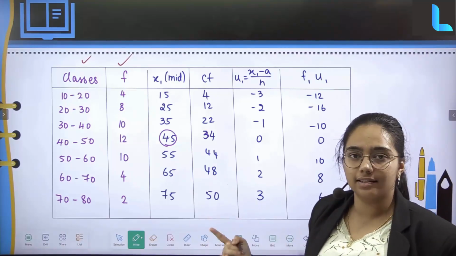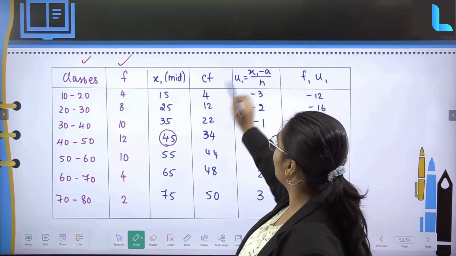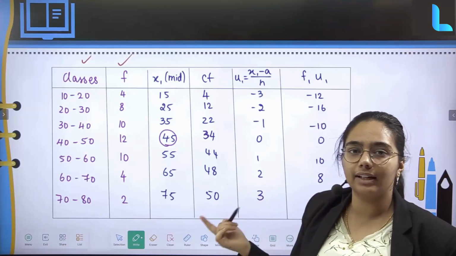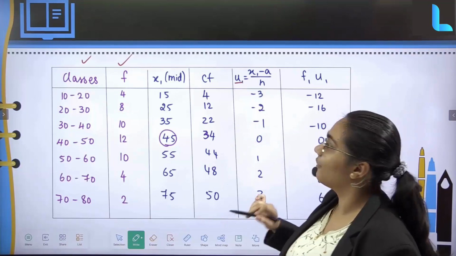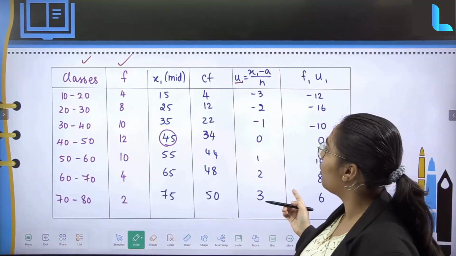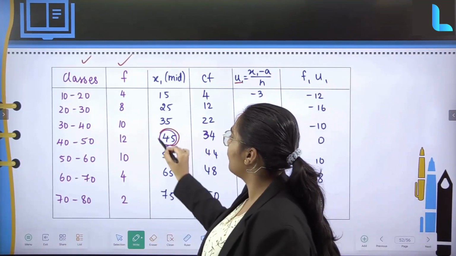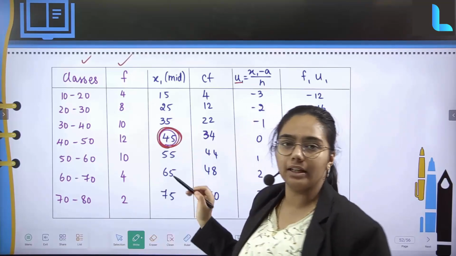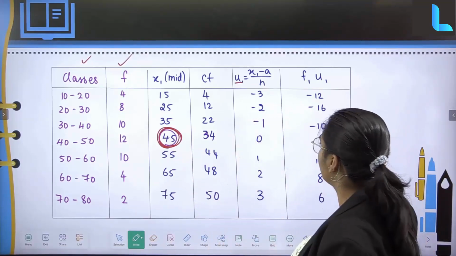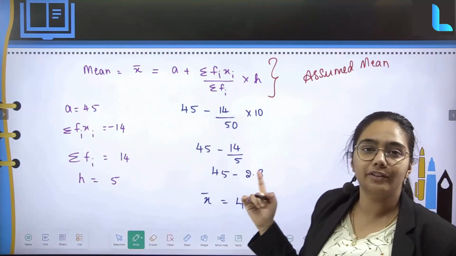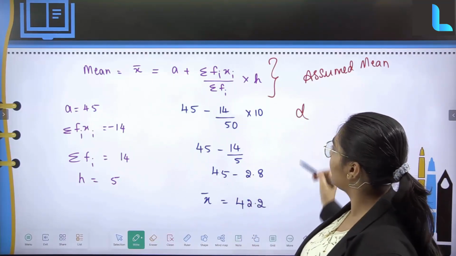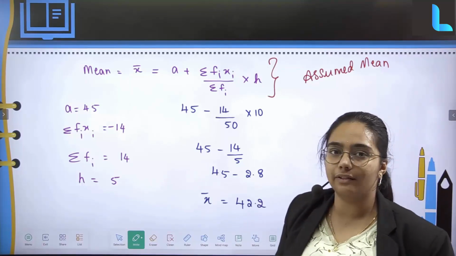The next thing I have to find out is this d value. To get this u value, I have considered the assumed mean to be equal to 45. So if the assumed mean is equal to 45, then plus summation of... over here I have not considered this d value, so this becomes even easier for me.